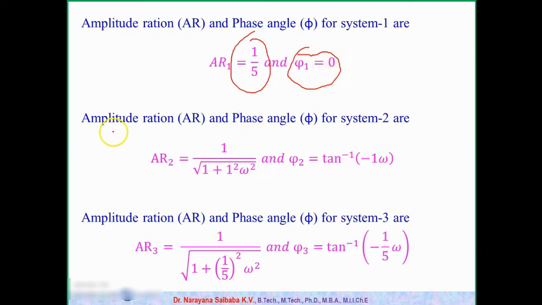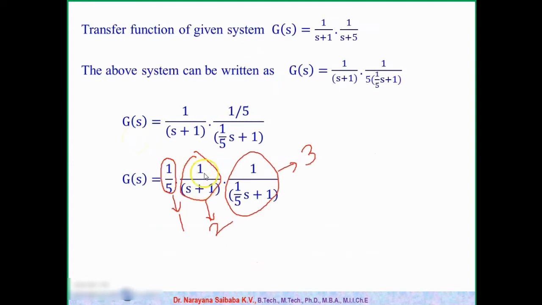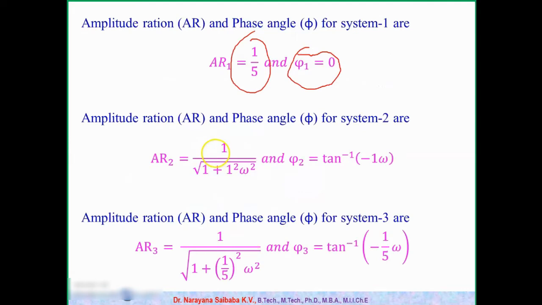Now come to the second one. The second system is 1 by S plus 1. This is nothing but a first order system. For a first order system, we know that amplitude ratio equals 1 by root over tau square omega square plus 1. See here, the tau value is 1. And phi equals tan inverse of minus omega tau. Tau value is 1, so we'll get minus 1 omega. In this way, the AR value and phi for the second system we have to calculate.